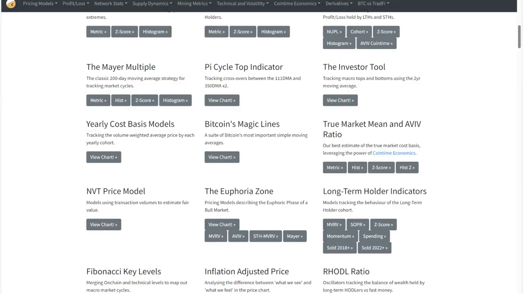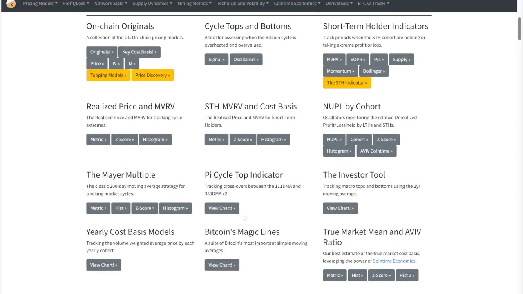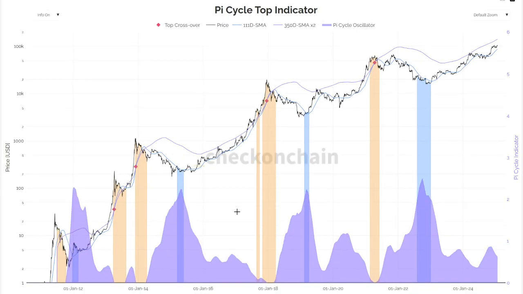At the same time, we also have the levels where the position can get liquidated, where we can take profit from our position. It's called P-cycle top, and it's based on statistical analysis of the market top.